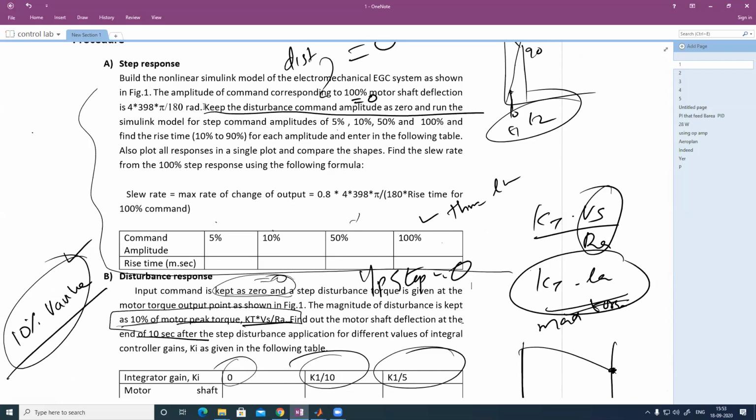Sir, in the disturbance parameter input, it should be KT, KB by RA into VS. Yeah, KT into VS by RA will be the maximum current. VS is the maximum supply voltage, RA is the resistance. VS by RA is current. That current multiplied by KT is torque. The 10% of maximum torque is taken as disturbance.